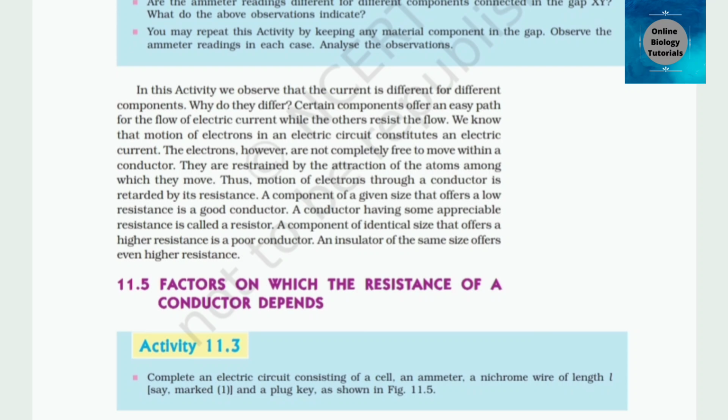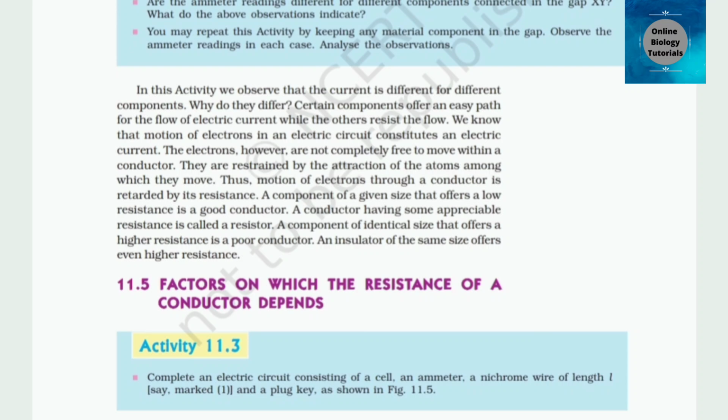Why do they differ? Certain components offer an easy path for the flow of electric current while the others resist the flow. We know that motion of electrons in an electric circuit constitutes an electric current. The electrons, however, are not completely free to move within a conductor. They are restrained by the attraction of the atoms among which they move. Thus, motion of electrons through a conductor is retarded by its resistance.